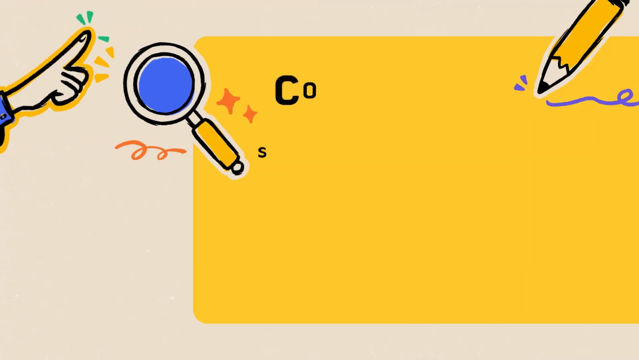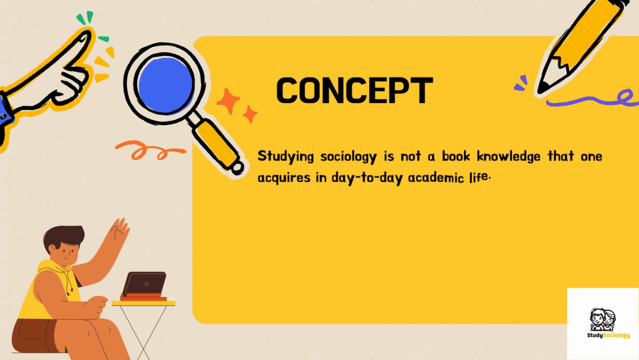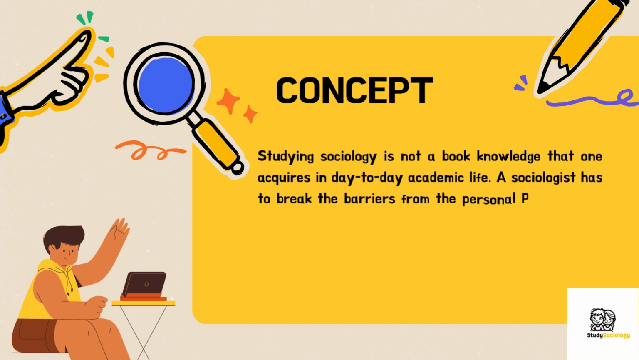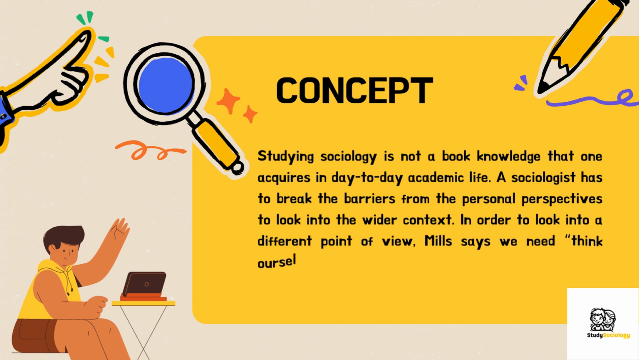Next, how can we understand this concept from a deeper point of view? Studying sociology is not book knowledge that one acquires in day-to-day academic life. A sociologist has to break the barriers of personal perspectives and look into the wider context. So, in order to look into a different point of view, Mills says that we need to think ourselves away from the daily routines of life.